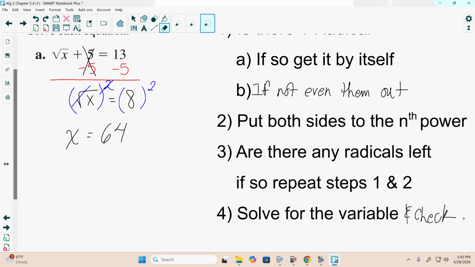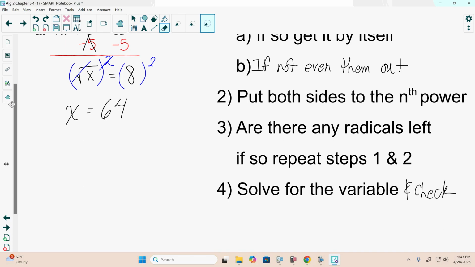Check. For the most part, we won't need to check our answer. The main cases where we would need to check it or make sure that the solutions work is when the variable shows up outside of the radical also. Because we cannot take an even root of a negative number. Odd roots, that's perfectly fine. It doesn't matter. Even roots, I cannot take the square root of negative 64. I can take the square root of 64, but not negative 64. Okay, so step 3, we're good.